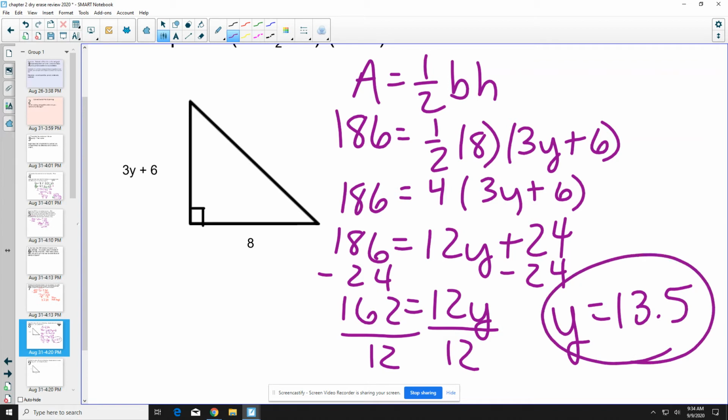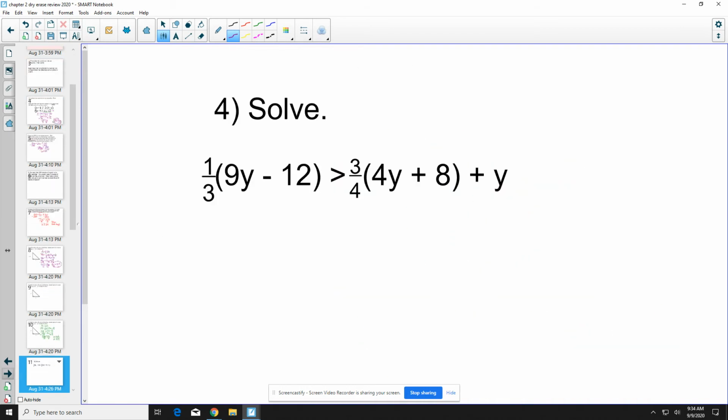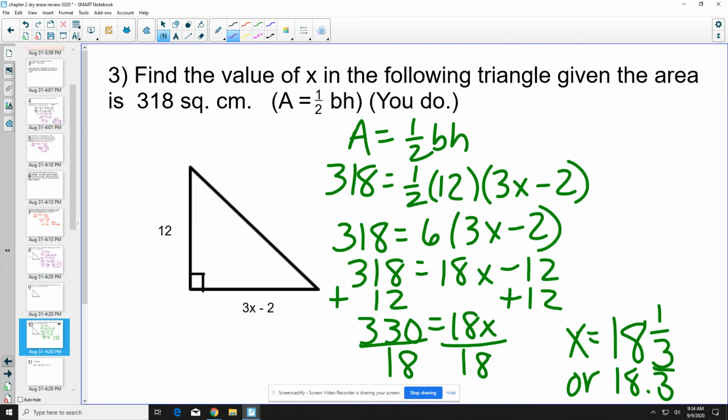Okay, now I want you to try one like this. So put a number 3 on your paper, hit pause now, and try the problem. When you get done, hit play. Okay, whoops, I went a little too fast. Okay, let's see how we did.